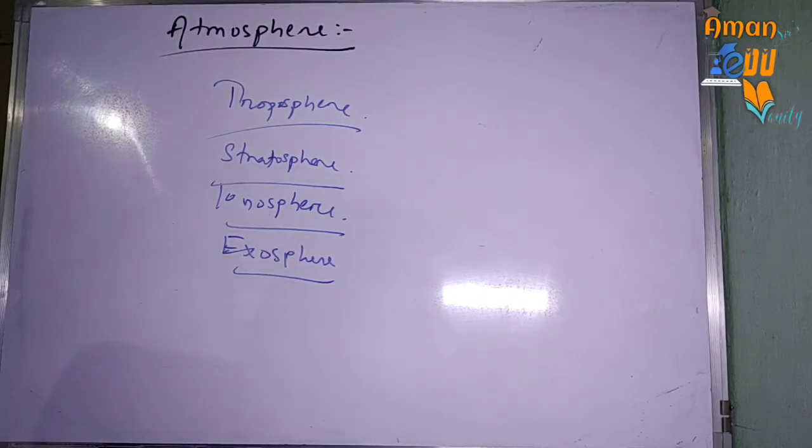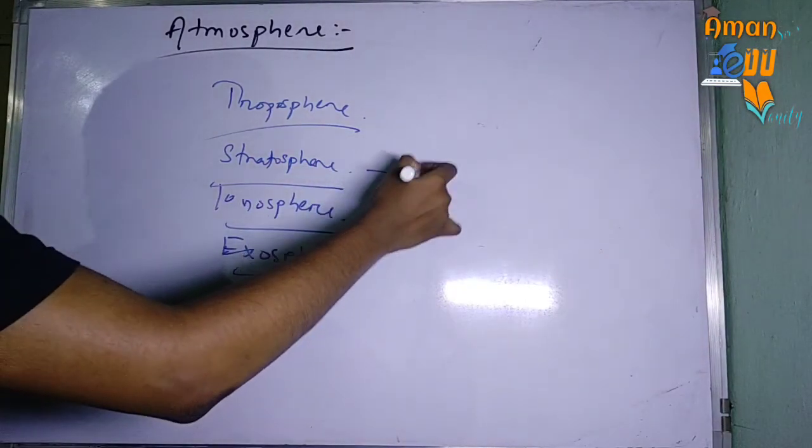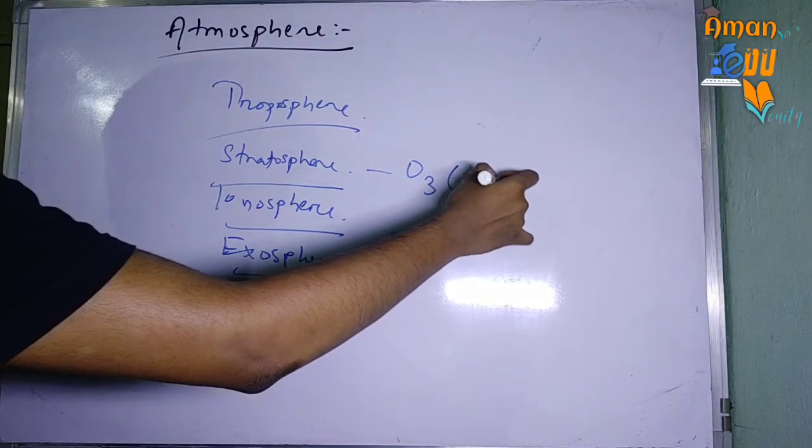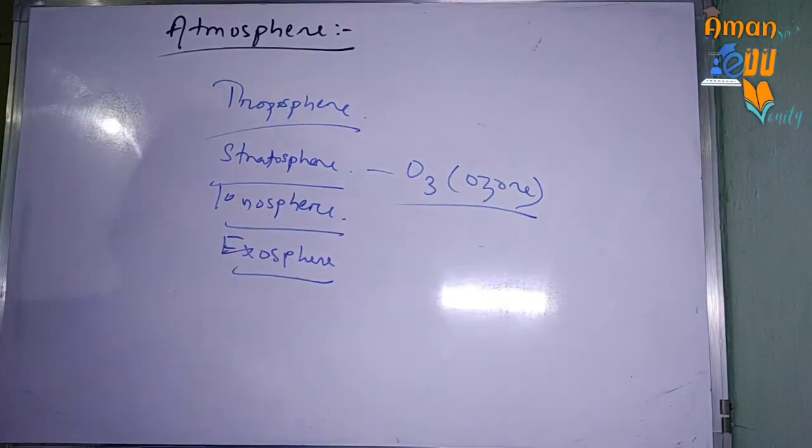The second layer is the stratosphere layer. It has a protective layer of ozone. Okay, we can see the ozone layer in the stratosphere layer, O3. Symbol of ozone is O3, and it absorbs ultraviolet rays coming from the sun, and these rays are harmful to the living beings. So stratosphere also prevents us from the harmful UV rays.